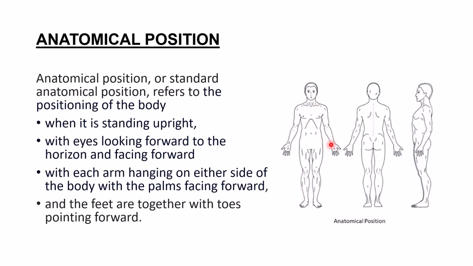Now, the second objective is anatomical position. What is anatomical position? It is also named as standard anatomical position. It refers to the position of a body when a person is standing erect or upright with eyes looking forward to the horizon and facing forward, with each arm hanging on either side of the body with the palm facing forward, and the feet together with toes pointing forward. So this is the normal anatomical position of the body.